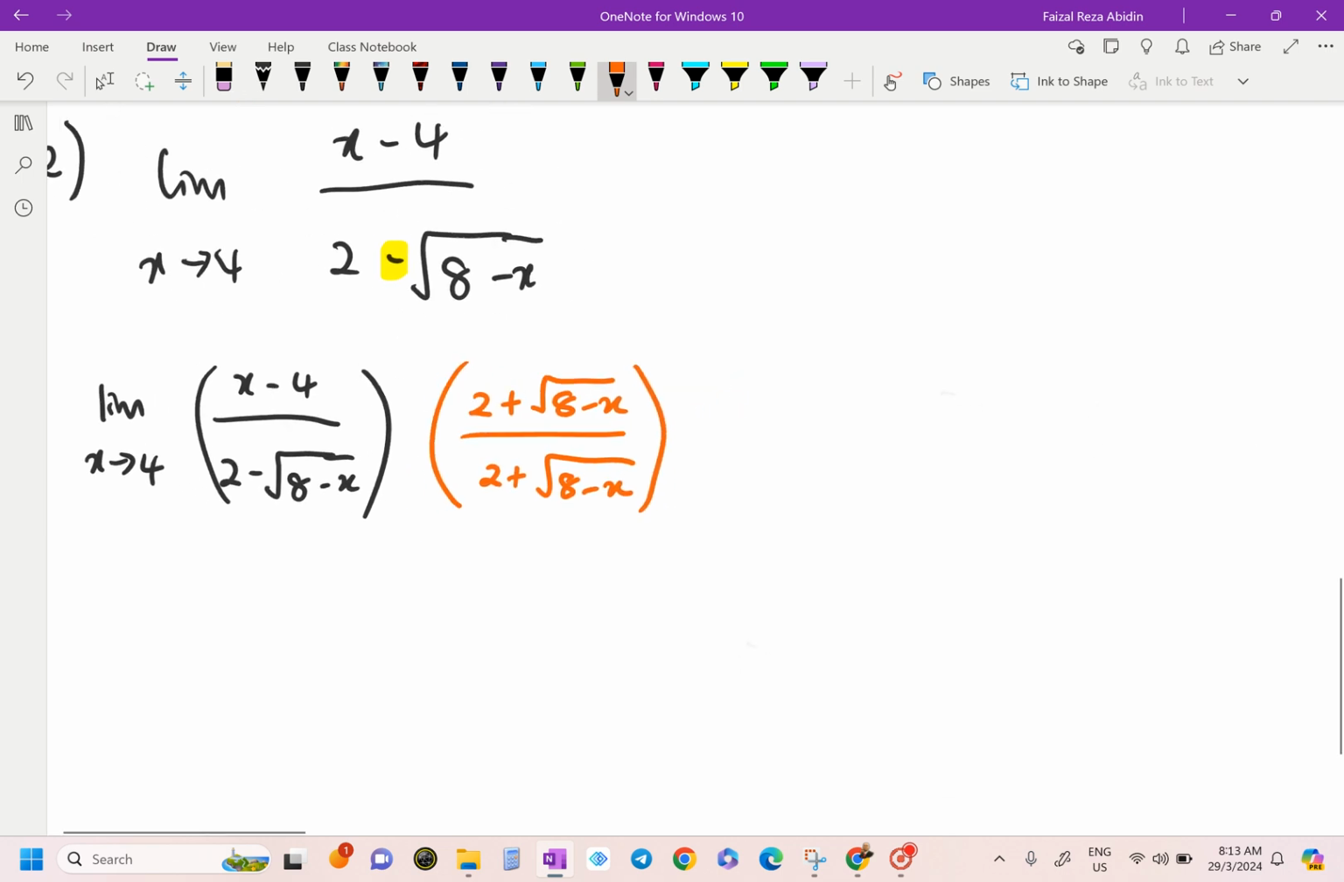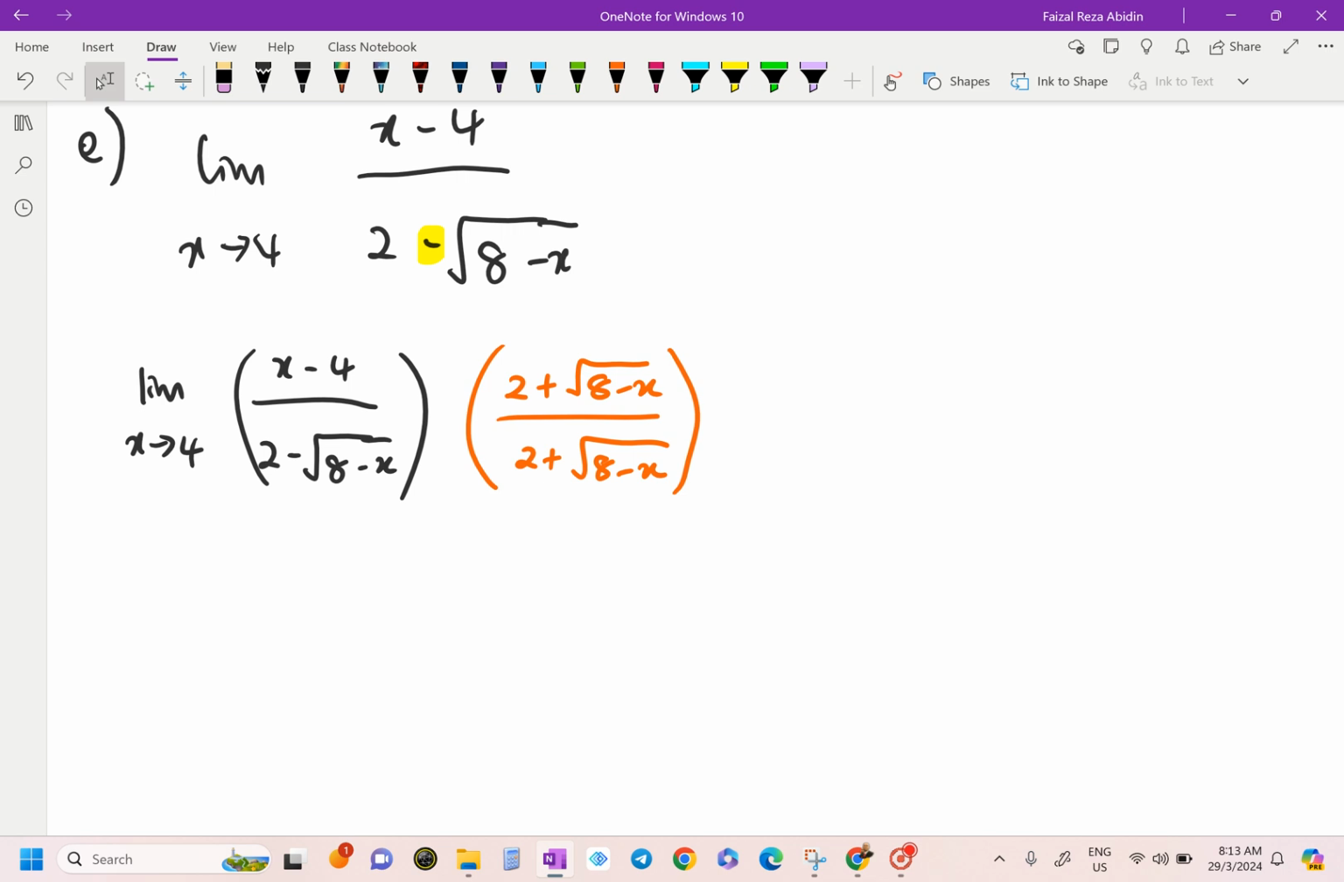So what happened next is we are going to expand. If you expand, you can do it on your own, so I'm going to cut it short over here. What I'm going to get, I just copy back. All my numerator, just x minus 4 times 2 plus the square root of 8 minus x. Just copy that one, copy back.